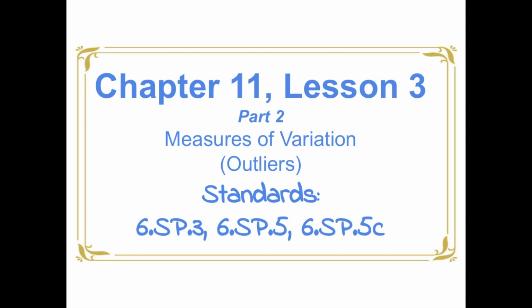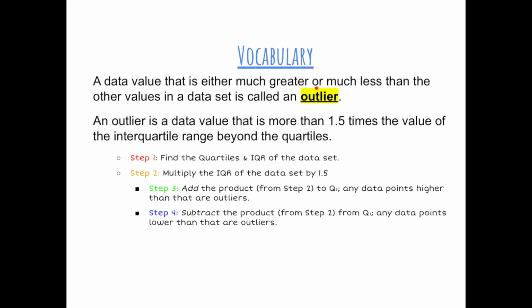Chapter 11, Lesson 3, Part 2, Outliers. A data value that is either much greater than or much less than the other values in a data set is called an outlier. An outlier is a data value that is more than 1.5 times the value of the IQR beyond the quartiles. So any number is considered an outlier if it's 1.5 times the IQR greater than quartile 3 or 1.5 times the IQR less than quartile 1.